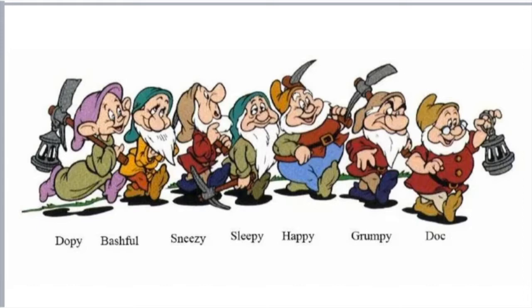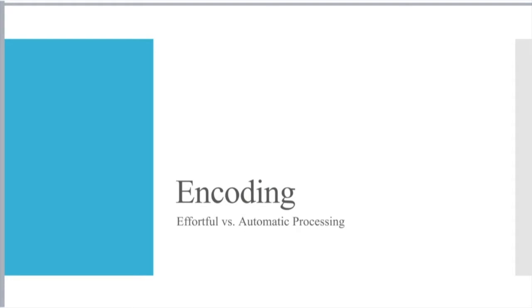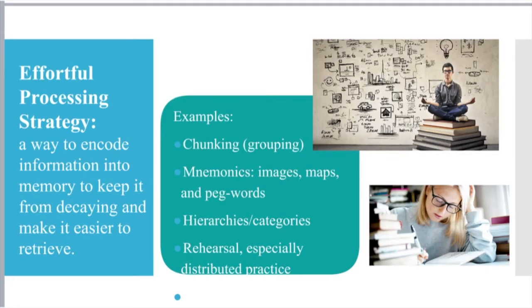So we are going to start by talking about how we encode information, and how we actually get information into our brain. We're going to look at the difference between effortful and automatic processing. Effortful is basically what we know to be studying, right?